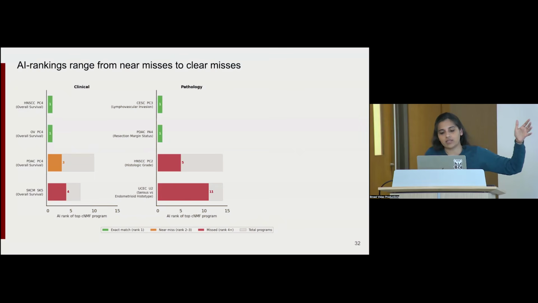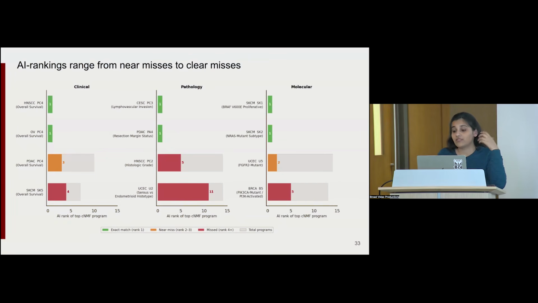You can similarly look at other tasks in pathology, for example, lymphovascular invasion and resection margin status. We looked at different histological grades and different kinds of subtype differences also. For some of them, it was surprising that the agent was not able to identify a very clear signal, because some of these subtypes have a very distinct biology. But for some of the molecular tasks, we were actually surprised that the agent got it right.